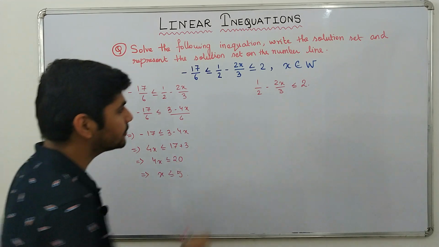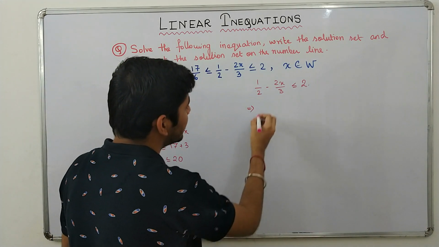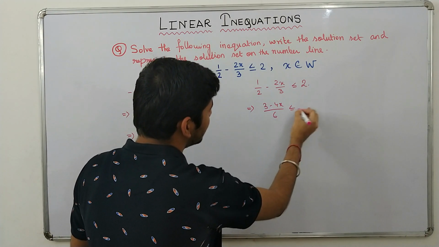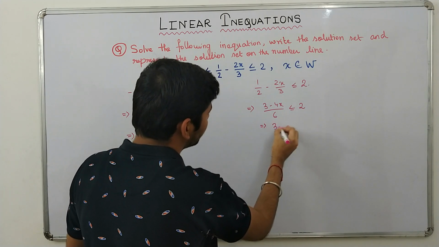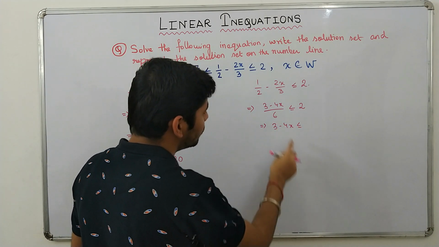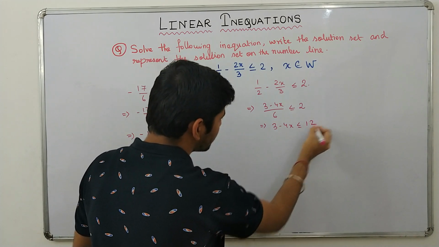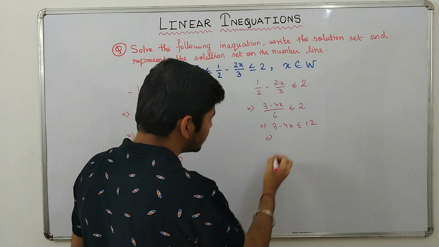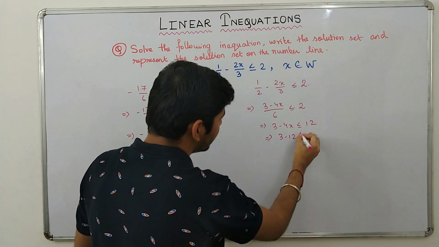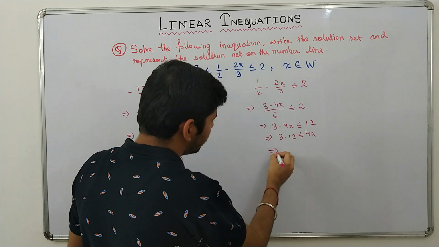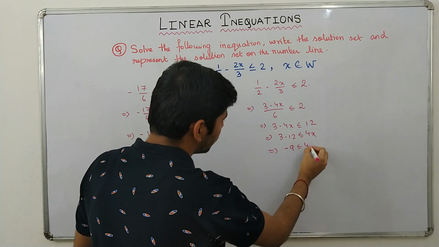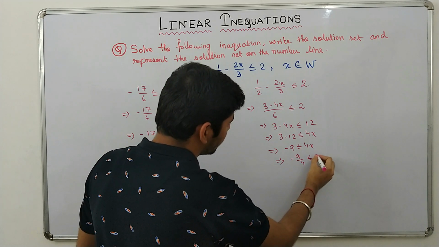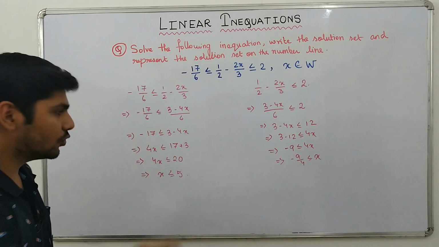Let's solve the other one. Let's take the LCM. We get (3 minus 4x) by 6 is less than equal to 2. Therefore, 3 minus 4x is less than equal to 6 into 2, that's 12. Therefore, 4x will go to the RHS and 12 will come to the LHS. So 3 minus 12 is less than equal to 4x. Therefore, minus 9 is less than equal to 4x. Therefore, minus 9 by 4 is less than equal to x. So we get two solutions.